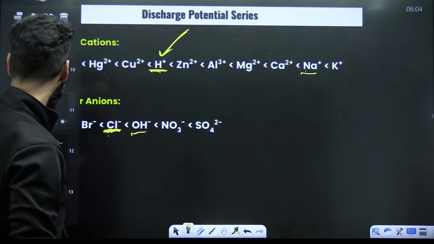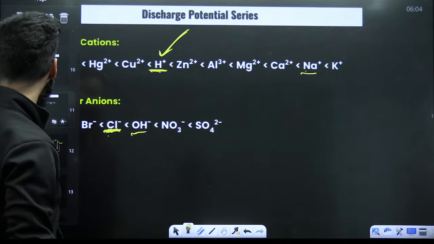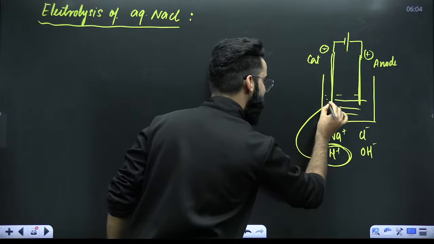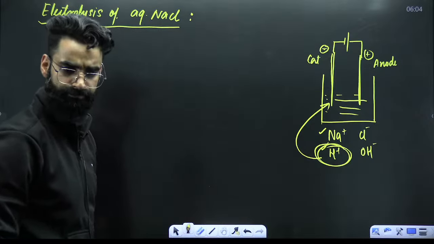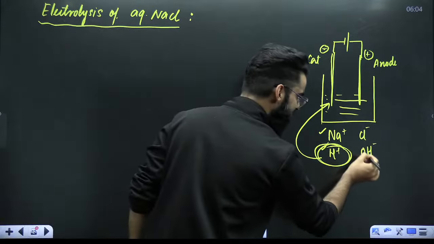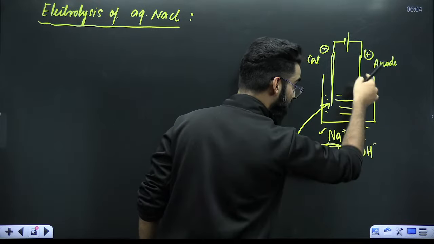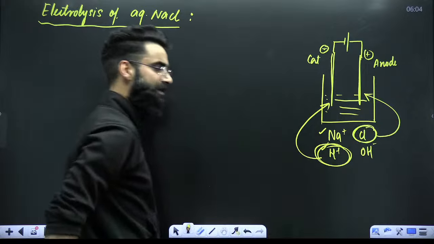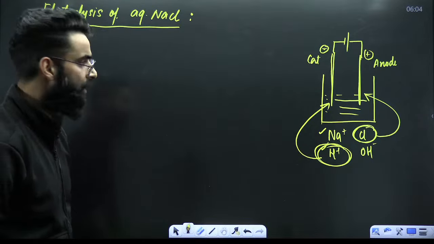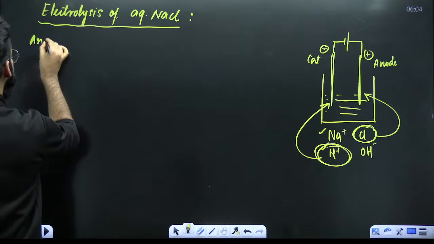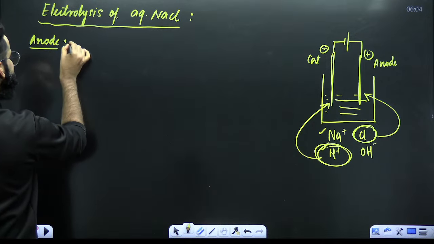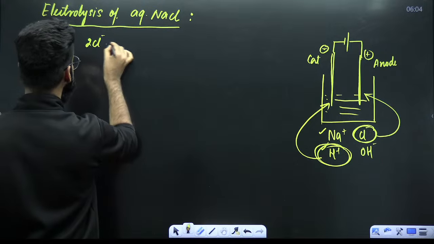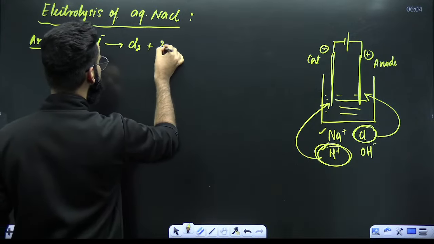My dear students, if H positive has got lower discharge potential, can I say it is going to be H positive which will undergo reduction here? Absolutely. Now among Cl negative and OH negative, which one will undergo oxidation at anode? Cl negative, its discharge potential is less, so it will undergo oxidation at anode. So if I ask you what will be the reaction at anode now? At anode, Cl negative is undergoing oxidation. It will lose electrons. So the reaction has to be 2 Cl negative gives Cl2 plus 2 electrons.